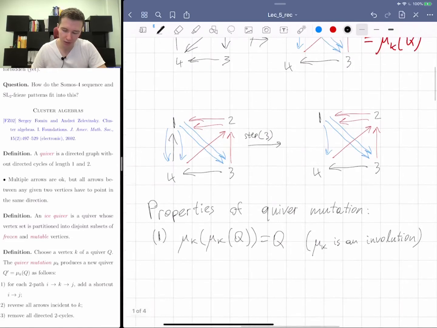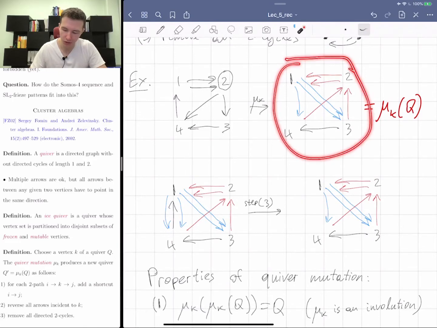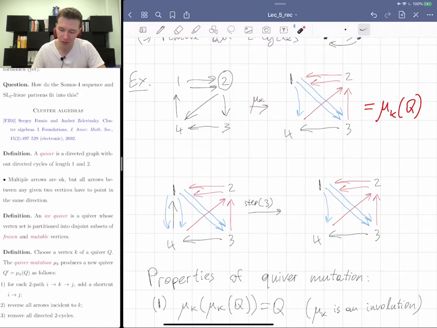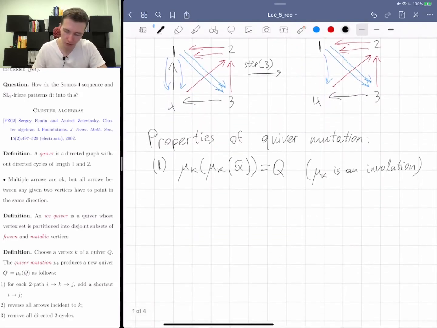For example, I can now take this quiver here and mutate the second vertex again, and I'm going to get back to this quiver. That's actually a non-trivial exercise, so I encourage you to do this at home. In class they made me do this live and it was a little bit painful, but you can see it in the lecture notes.